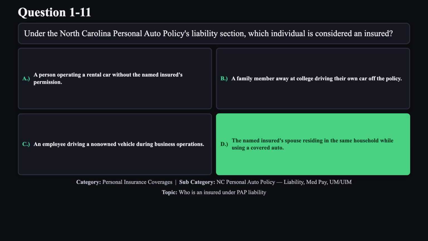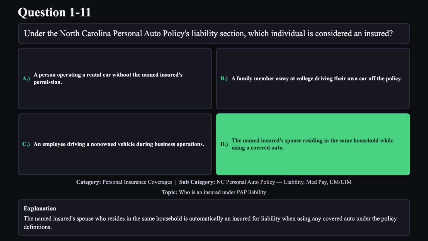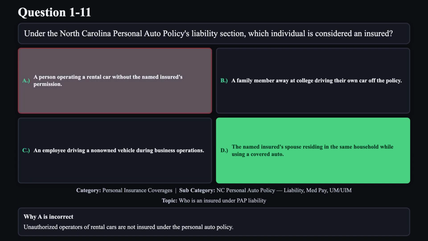The correct answer is D. The named insured spouse who resides in the same household is automatically an insured for liability when using any covered auto under the policy definitions. Reason A is not correct. Unauthorized operators of rental cars are not insured under the personal auto policy.